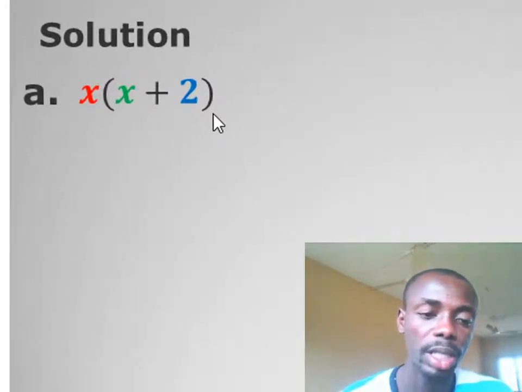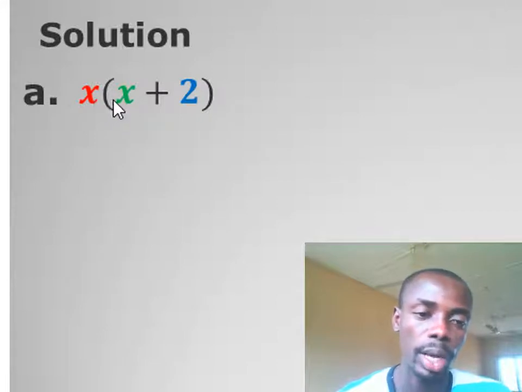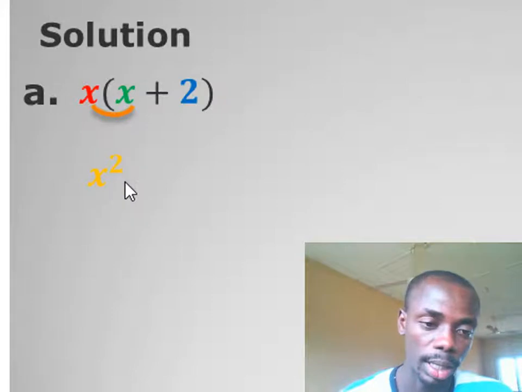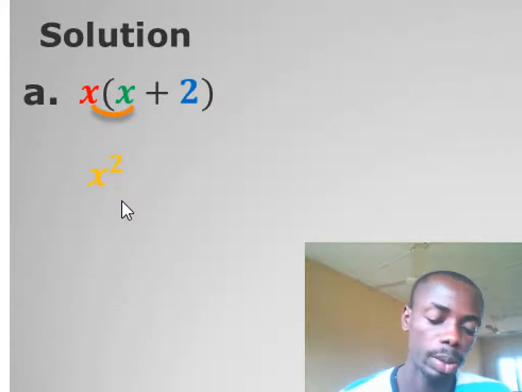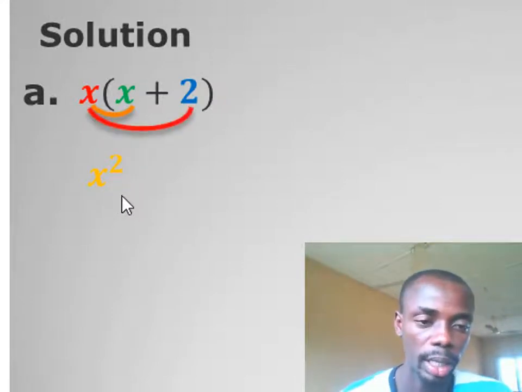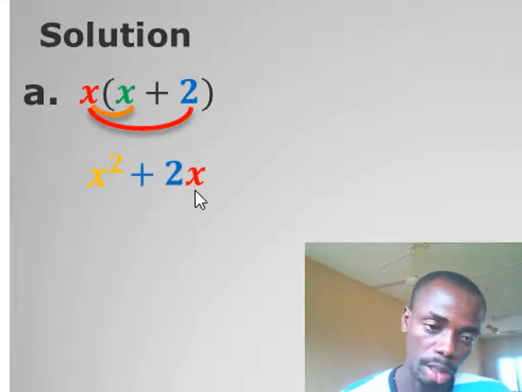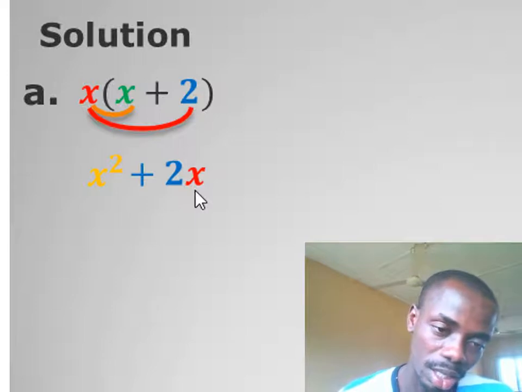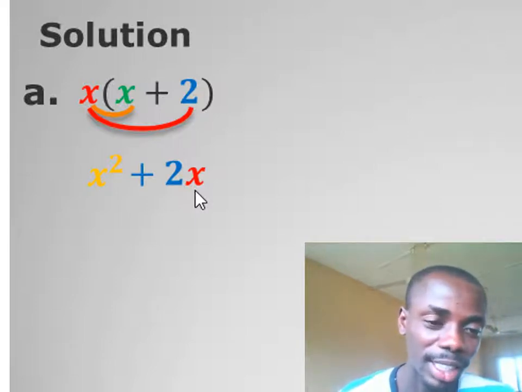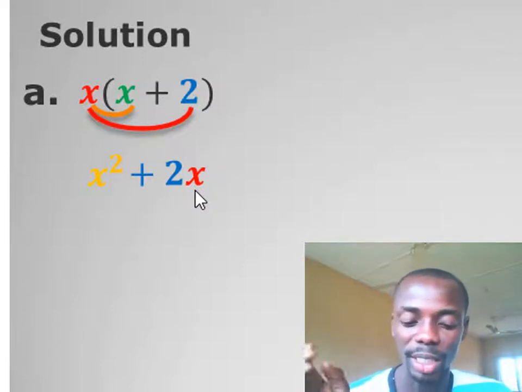So how do we go about that? You link the two x's together. So that's going to be x multiplied by x, and that gives the x squared that you have in yellow. You also link the x and 2, the x outside and the 2 inside. So that's x multiplied by 2, that's going to be plus 2x. And that is the answer. It's as simple as that. I tell you, it's as simple as that. But it's key. Make sure you understand it.